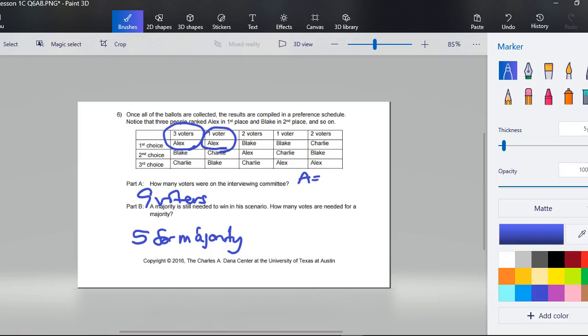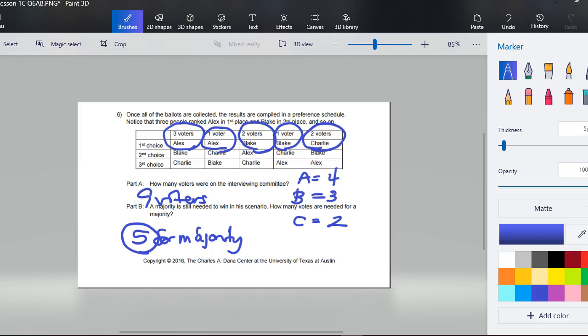So Alex got 4 first place votes. Blake, here are Blake's first place votes. He got 3, and Charlie got 2. Part C also says, do we have a winner? Remembering that 5 is the majority, we have no one with 5, so we do not have a clear winner using majority.